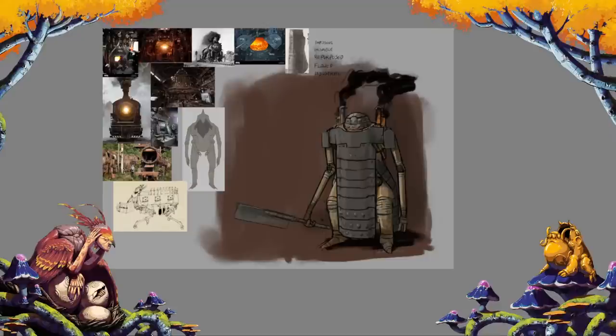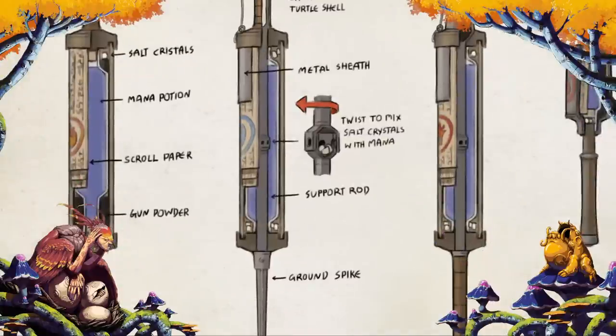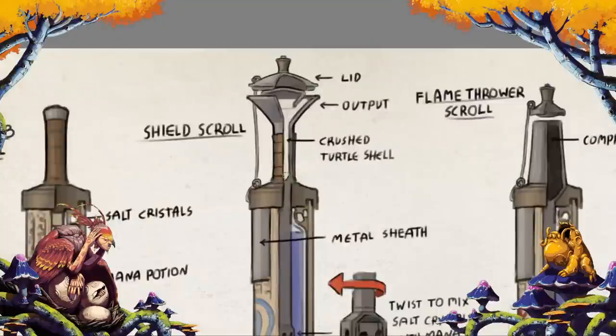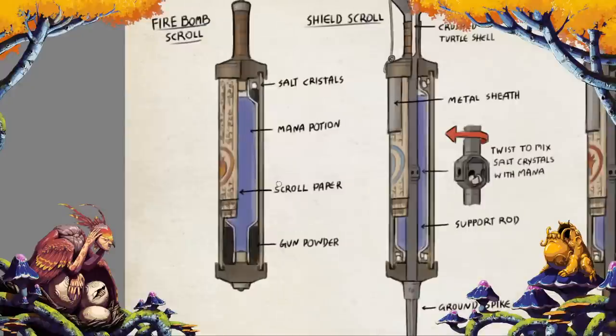Hold on, where is it? Like these. These are magic scrolls. They use ifs as well. And the way they work is they have the mana potion within them with salt crystals all around, and there is a central core that gets opened that allows the mana potion to come in contact with salt crystals that are imbued with mana, like with the mana potions, and that makes the mana potion go critical and release all of the mana within it, which hits the scroll paper on the outside, which casts the spell with the materials that are within the scroll. So, for example, this shield scroll has crushed turtle shells, and the firebomb scroll and stuff has gunpowder as the kindling.